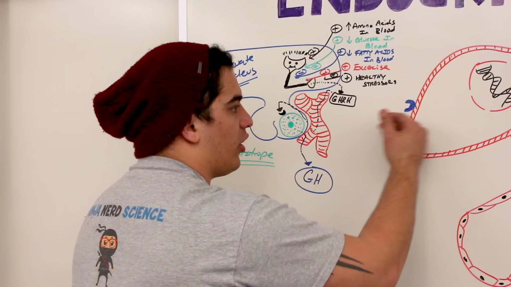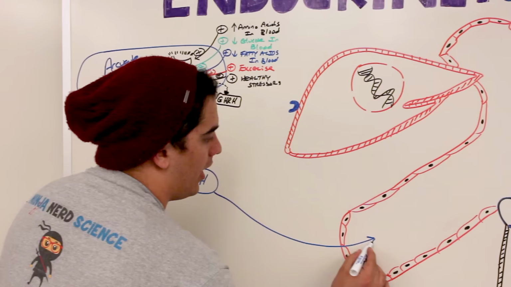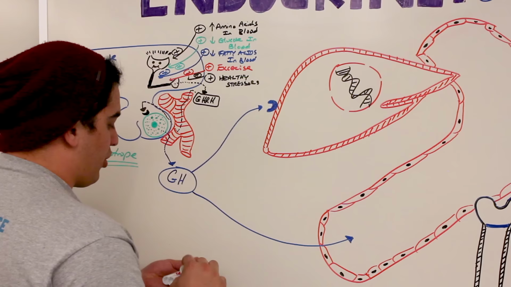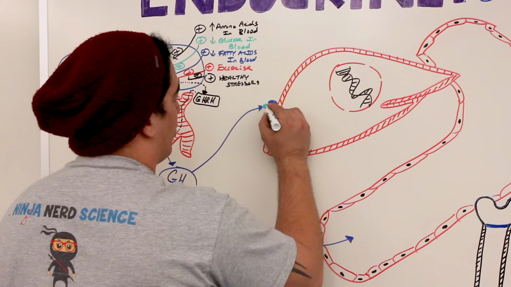So let's show it bifurcating. I'm going to go this way, and then the other way it can go, and it can bind right into this receptor right here. Let's say here's the growth hormone. We'll draw it as a green circle, and it binds onto this receptor.